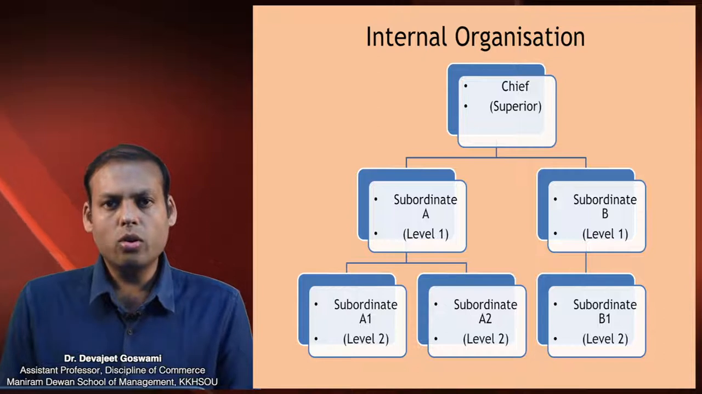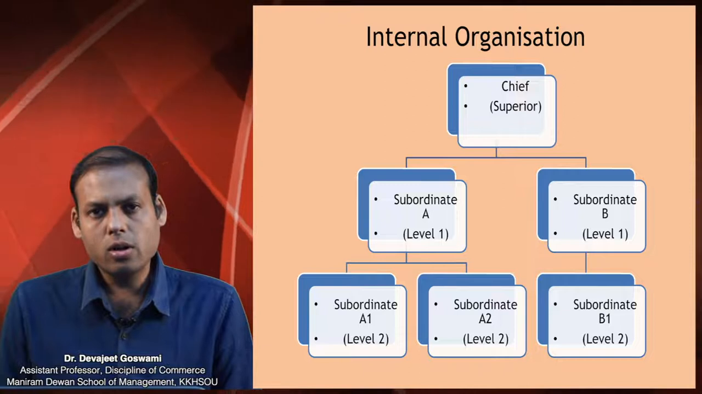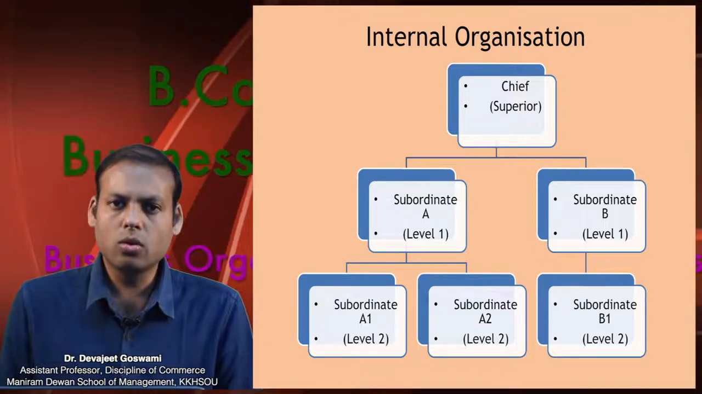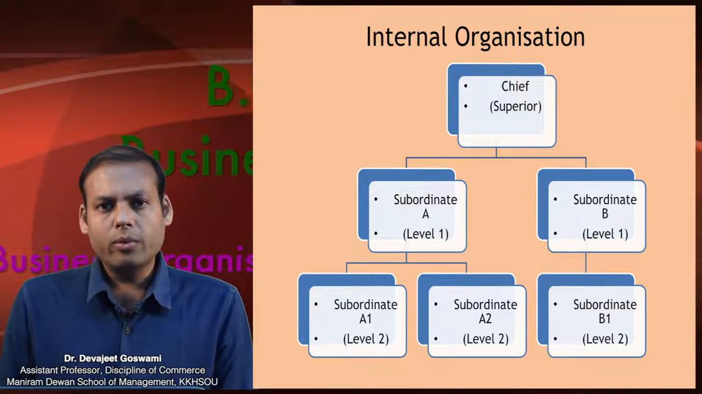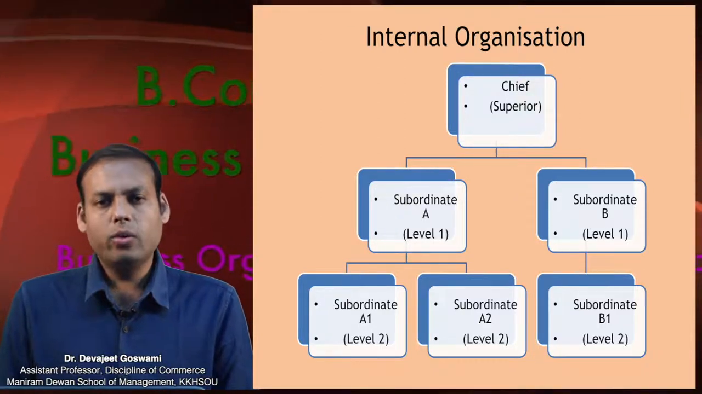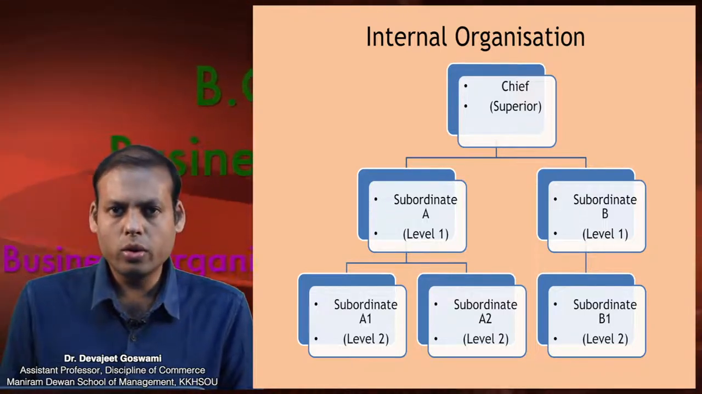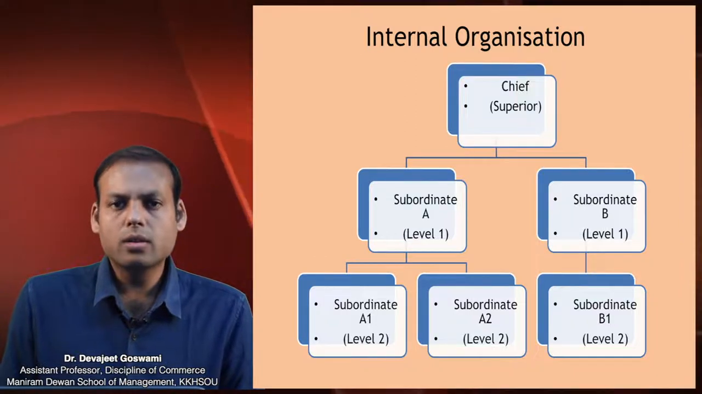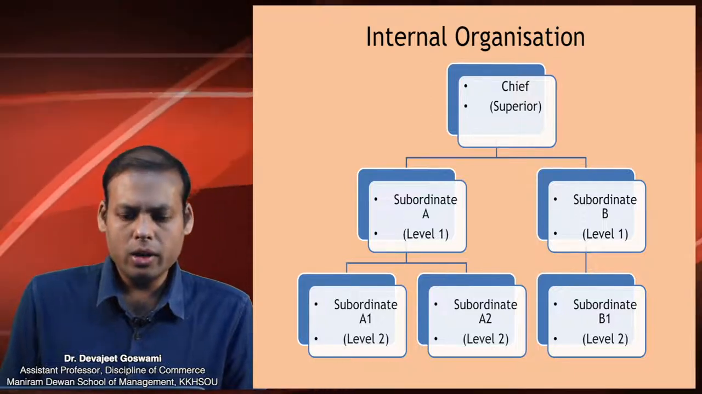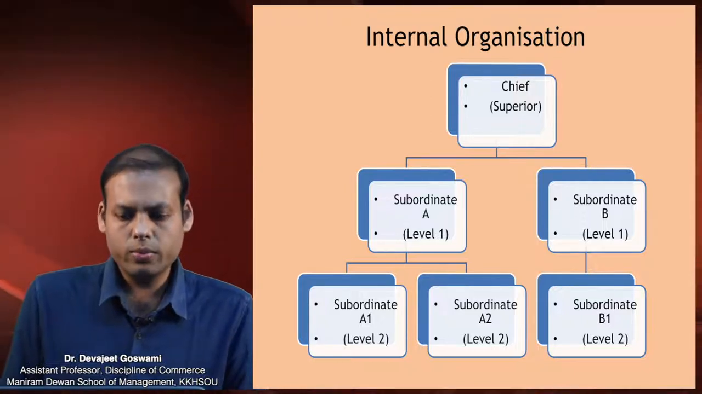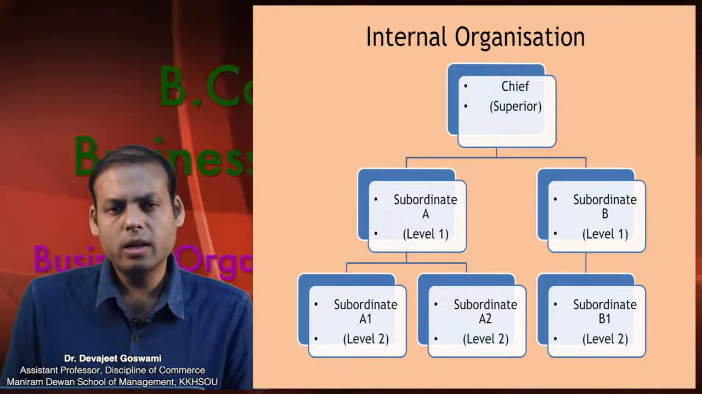If there is no coordination, even if they perform the activities, it will be difficult for the organization to achieve the common goals. So, the organization will move in the light of the overall objective, and to achieve those objectives, the chief, the superior, has to coordinate the activities of his or her subordinates. These objectives, as you are aware, may relate to profit maximization, wealth maximization, increasing market share, satisfaction of customers, etcetera.